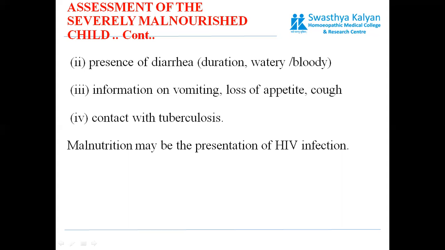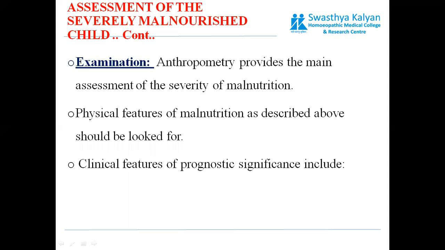Now examination. This includes anthropometry, which provides the main assessment of the severity of the malnutrition. Initially we took the history, then the examination. So the physical features of malnutrition, which have been described, should also be looked for.